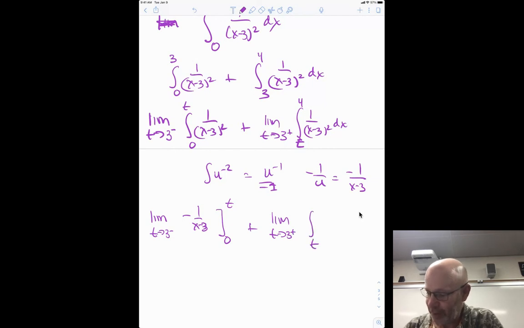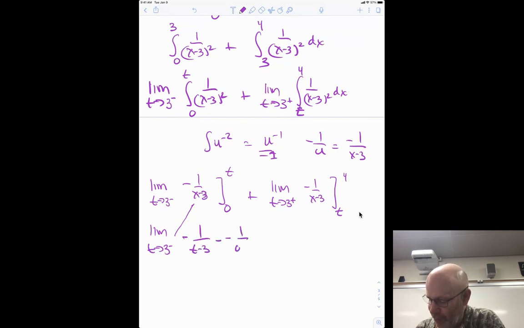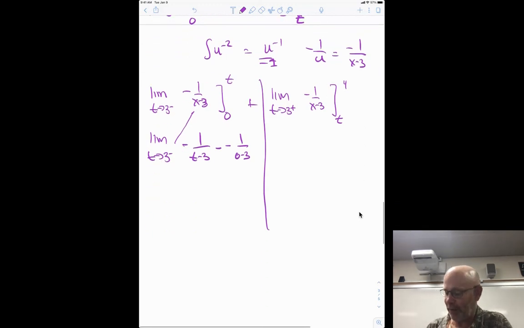Whoops, I don't need that. I've already done the integral of negative 1 over x minus 3, and we're going on this one from t to 4. So be careful here. Now, as we go from the left, well, I'll plug it in, I guess. Negative 1 over t minus 3 minus negative 1 over 0 minus 3. I'll just go down this side for right now, and then I'll go back to the other side. Limit as t approaches 3 from the left.